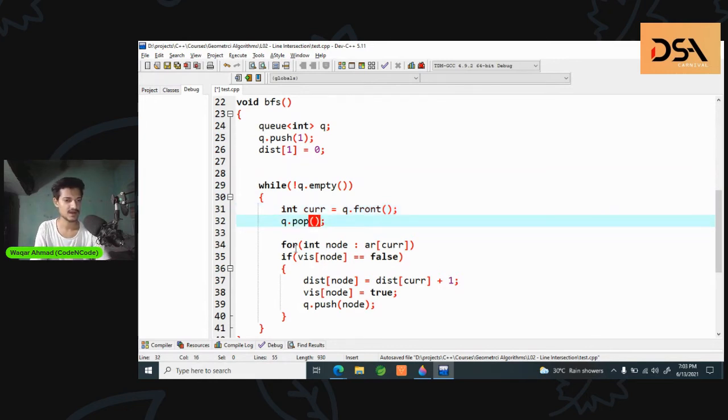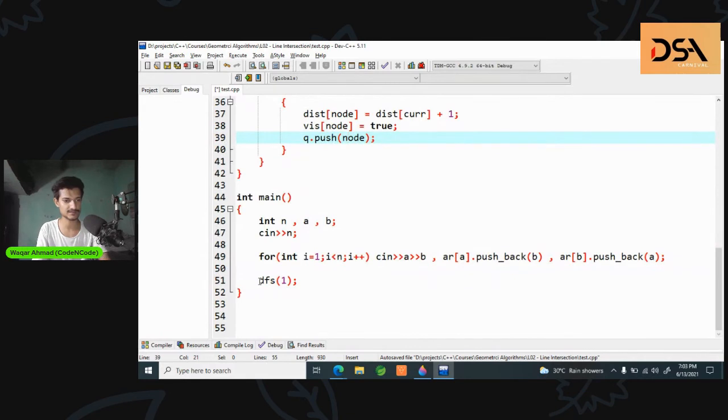from the queue. After that, check in the adjacency list of that node whether there are some nodes which are not visited, and that is exactly what we are checking here. After that, the distance of that node would be the distance of the current node plus 1. Now this is visited because we are inserting it into the queue, and this should work just fine. I don't know whether there will be some errors or not.